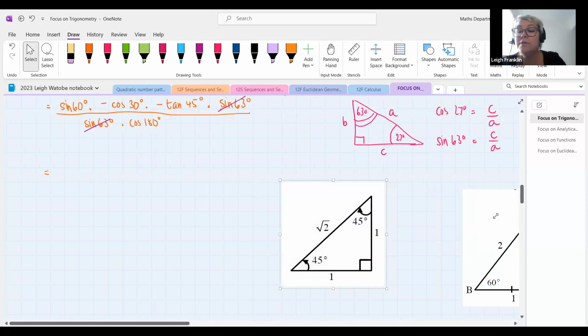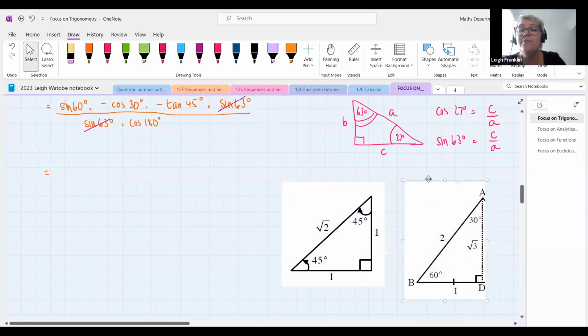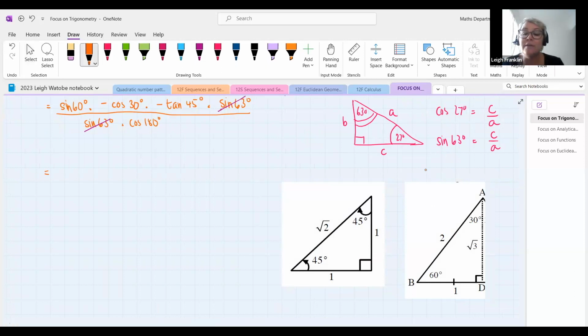The first triangle is for 45. The second triangle is for 60. So the sine of 60, there's 60, would be opposite over hypotenuse. That's why it is root 3 over 2, multiplied by negative cos 30. There's 30. That would be adjacent over hypotenuse, so that would be root 3 over 2 as well. Again, can you see the 30 and the 60 add up to 90?